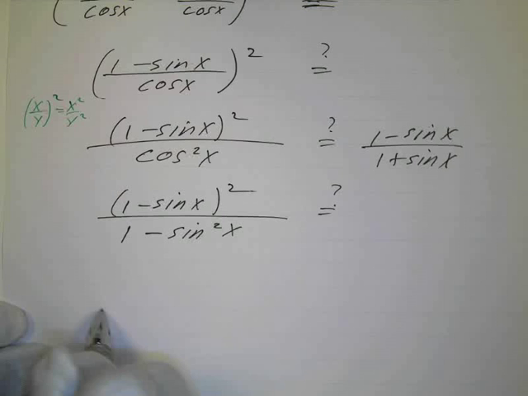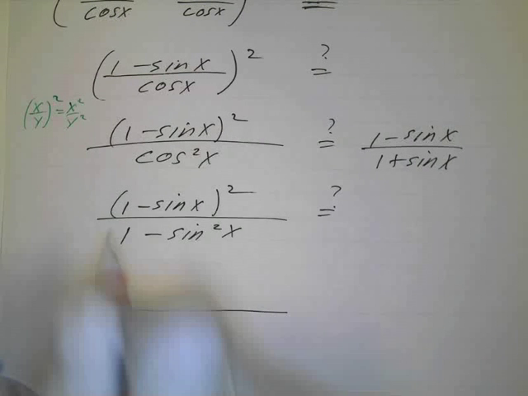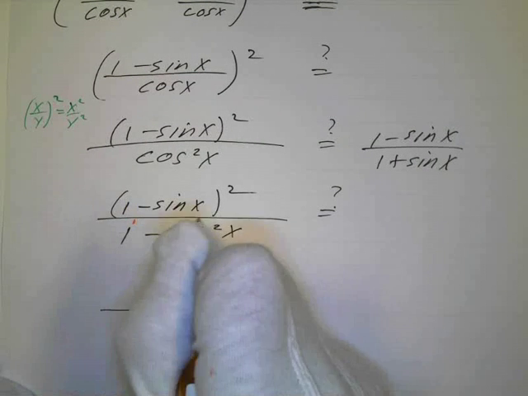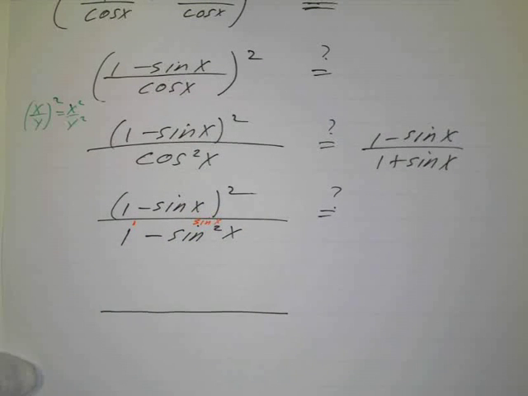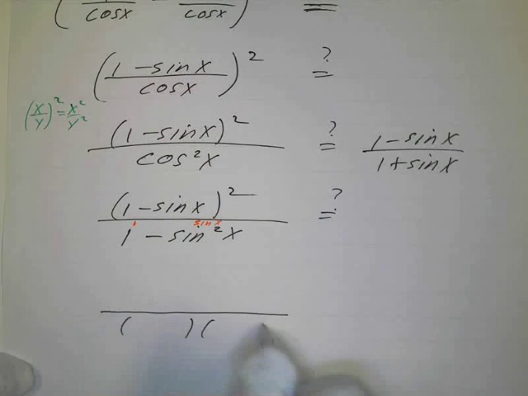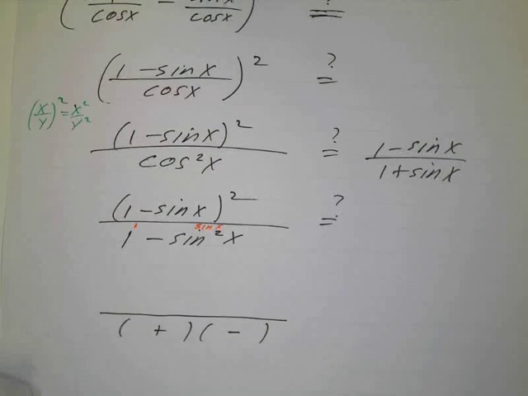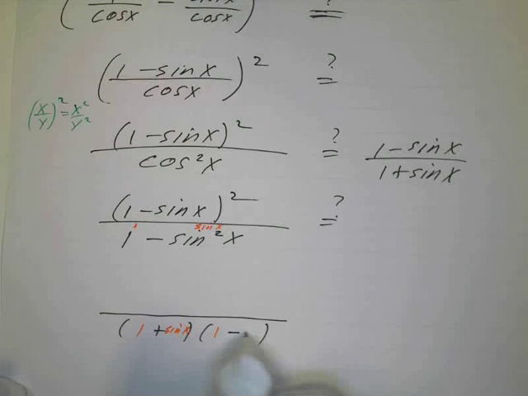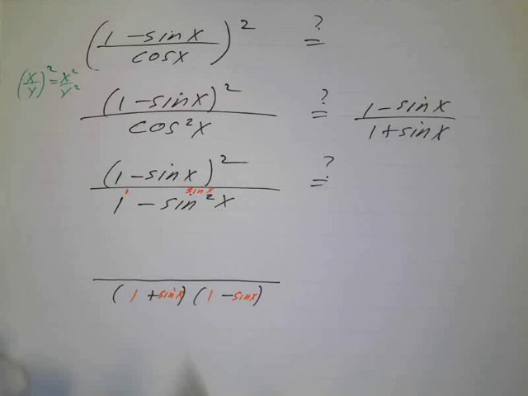And then if I look at the bottom, let me just look at the bottom first here. Give myself a little room here. Remember we talked about this. This is the difference of perfect squares. If this is a 1, and that's a sine of x, I've got the difference of perfect squares, so I can write this as the product of the sum and the difference of these little numbers. So that's going to be 1 plus the sine of x and 1 minus the sine of x. Is that all right? Okay.